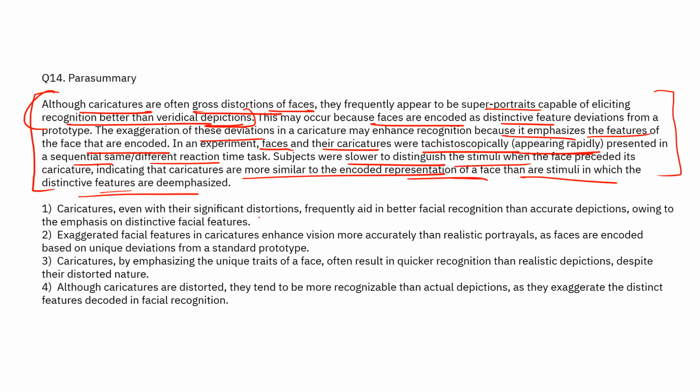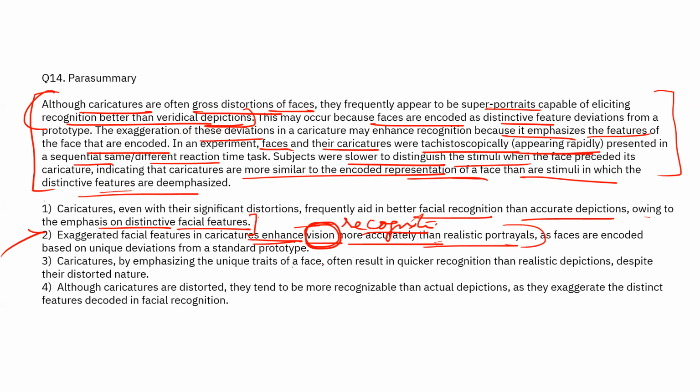Caricatures, even with their significant distortions, frequently aid in better facial recognition than accurate depictions, owing to the emphasis on distinctive facial features. This looks perfectly fine. We'll keep it. Exaggerated facial features in caricatures enhance vision. ये क्या बोल रहा है यार, ये तो distortion of the highest order कर दिया. Enhance vision मतलब इससे आपको दिखने में अच्छा हो जाता है. So this is a totally illogical and absurd kind of an option that they enhance vision more accurately than this. So this is out. इसको तो यहीं पे बाहर कर दो. Recognition, they enhance recognition लिखा होता तो हम उसको consider कर लेते. तो vision और recognition में जमीन आसमान का फर्क होता है.